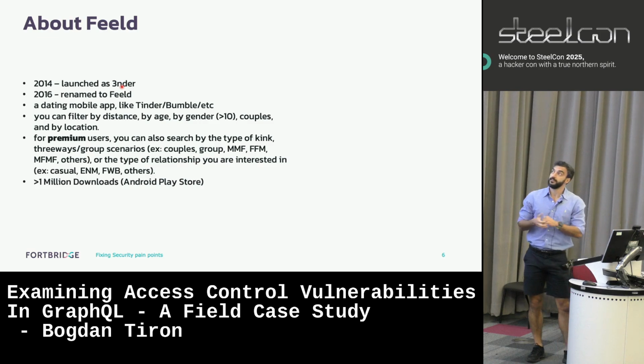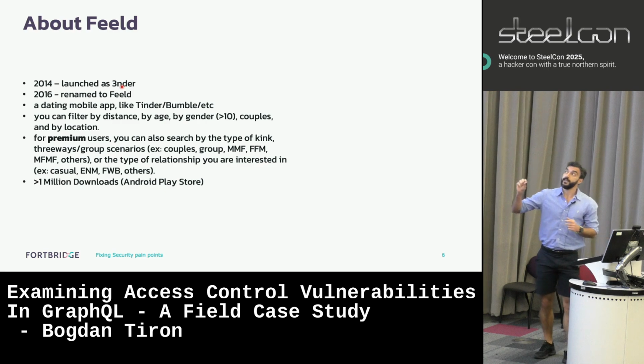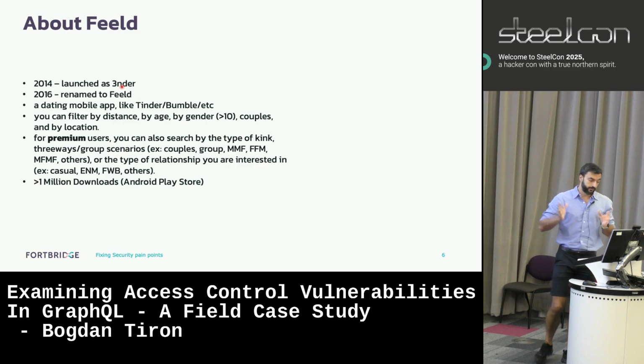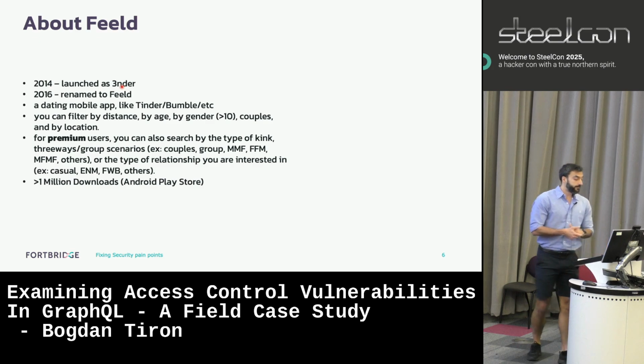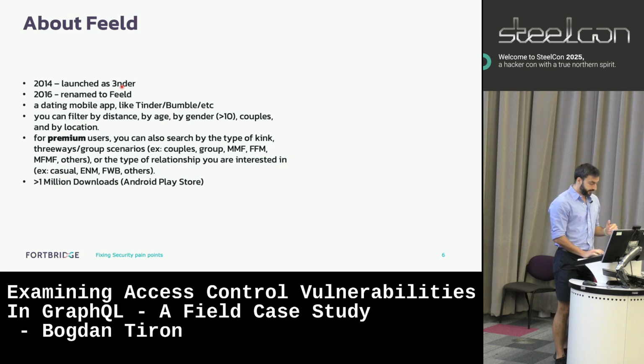According to the name, you probably realize Trender was focused on a specific dating action, more specifically on threesomes. So it had a very specific purpose in terms of dating. In 2016, they renamed to Field-D and became more open to the world of dating. It's a dating app now, like any other mobile app, like Tinder, Bumble, and others.